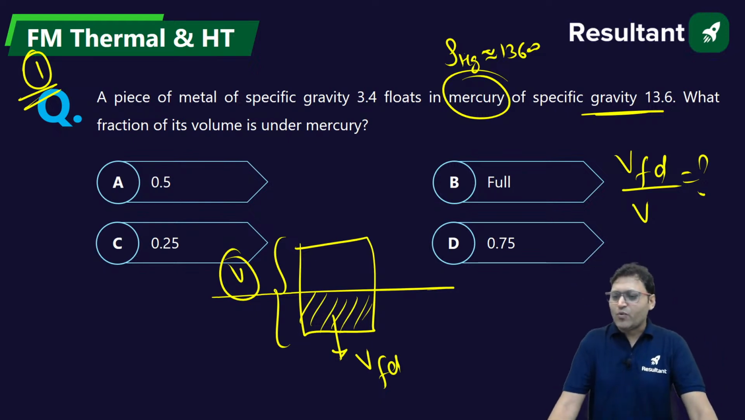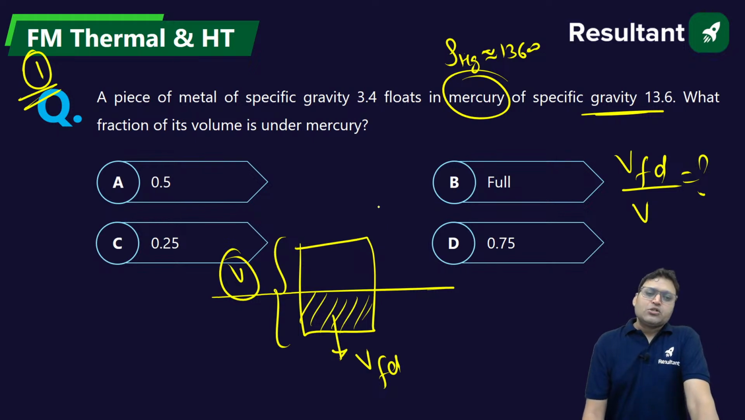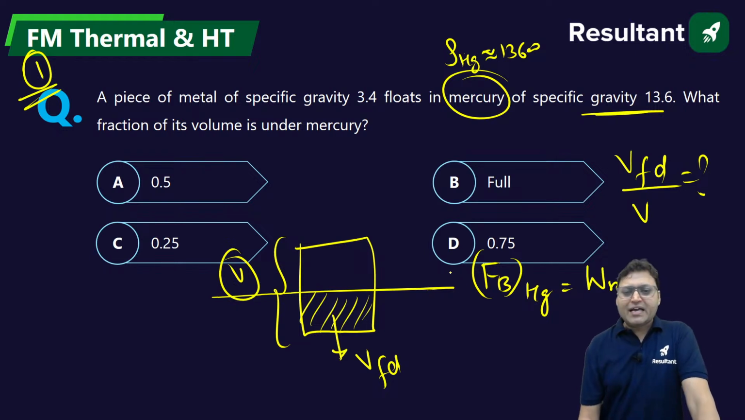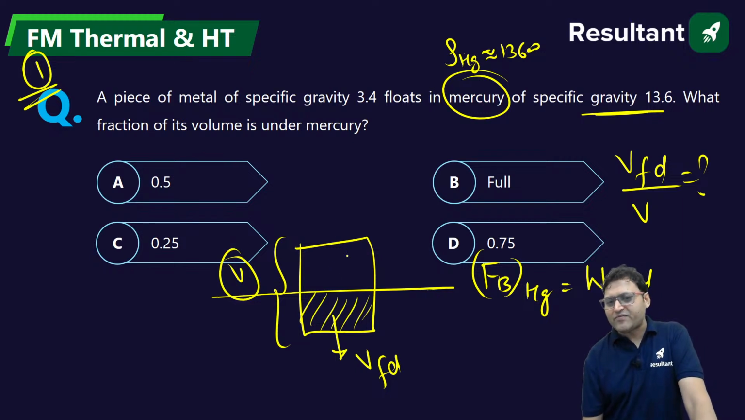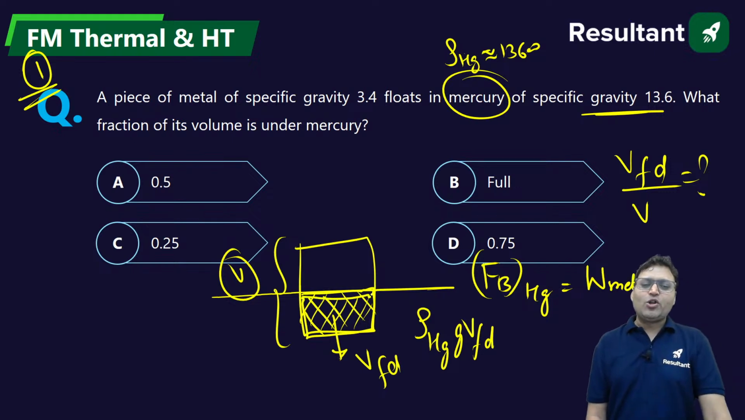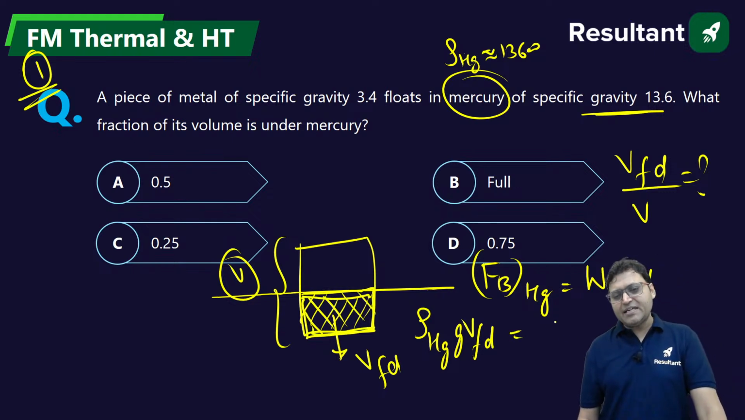Hi Santosh, welcome, good morning. Because the metal is in vertical equilibrium, the buoyant force exerted by the mercury should be equal to the weight of the metal, isn't it? Vertical upward force should be equal to vertical downward force. There are two forces acting in vertical direction. So buoyant force is density of the fluid, that is mercury, into g into volume of the displaced fluid. The volume of mercury displaced by the metal is equal to the volume of the metal which is inside the mercury. This is equal to the weight of metal, that is density of metal into g into total volume of metal.